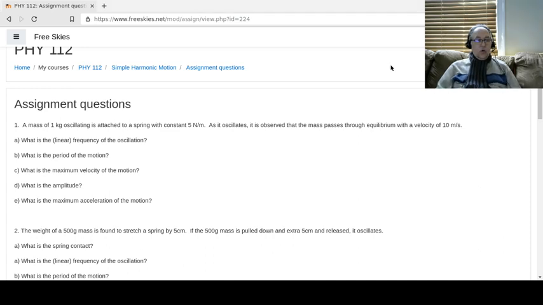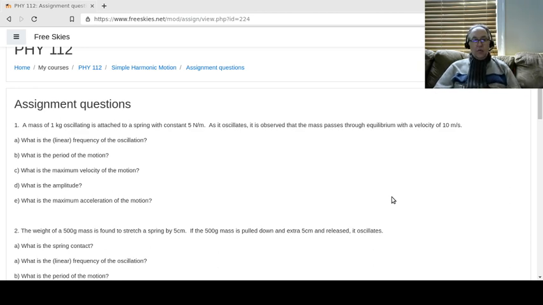Okay, so in the first question, I give you the mass is a 1 kilogram oscillator attached to a spring with spring constant 5 newtons per meter. As it oscillates, it is observed that the mass passes through equilibrium with a velocity of 10 meters per second. Okay, and then I ask you a series of questions. Let me just point out, I'm not trying to be tricky here, but notice that I indirectly give you what Vmax is. I say the velocity as the mass passes through equilibrium, and you're expected to know that when the oscillator passes through equilibrium, that's when the maximum velocity is obtained.